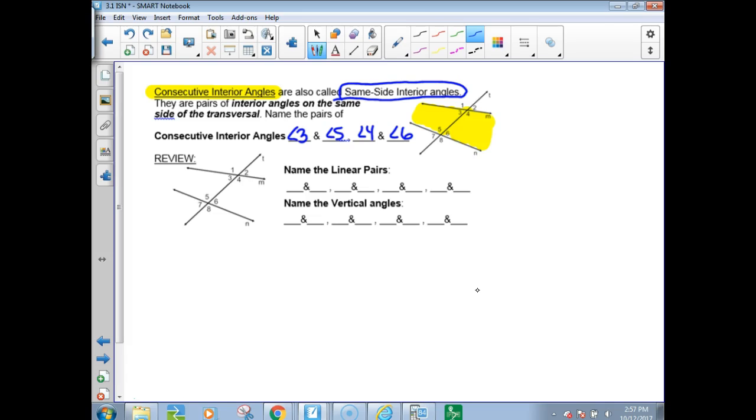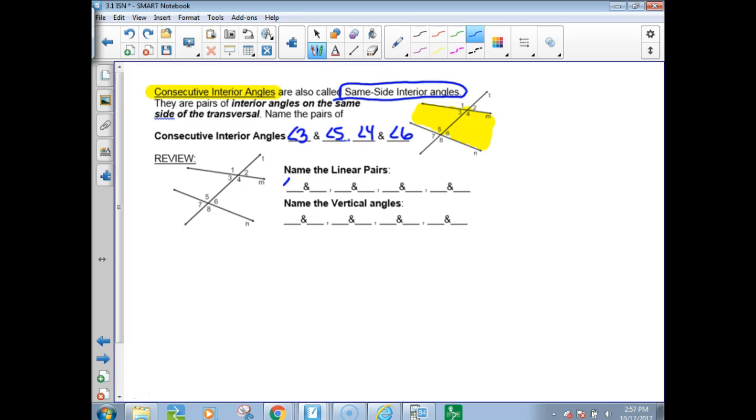The rest is review. So the review is about naming your linear pairs. We have been over this many times, but we still want to make sure that we understand all of the linear pairs in the diagram. These are not enough blanks to name them.